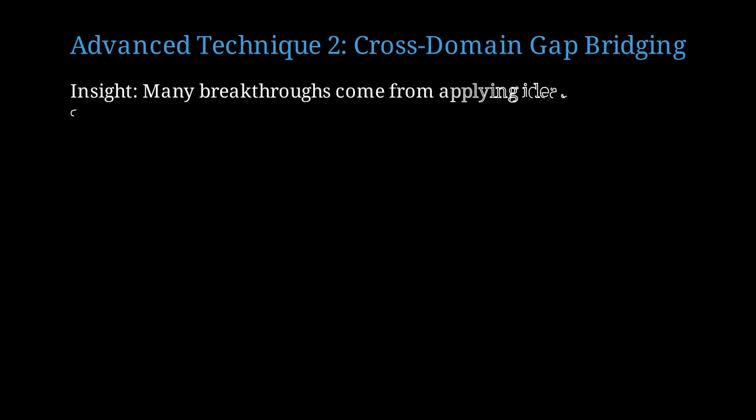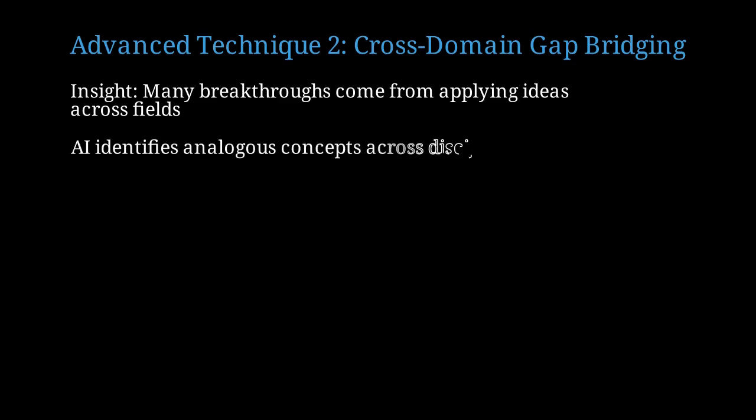The second advanced technique is cross-domain gap bridging, which became practical in 2025 with improved multi-domain models. A key insight is that many scientific breakthroughs come from applying ideas from one field to another, but researchers often work in silos. AI systems can now identify analogous concepts across disciplines by comparing semantic structures in different research domains.